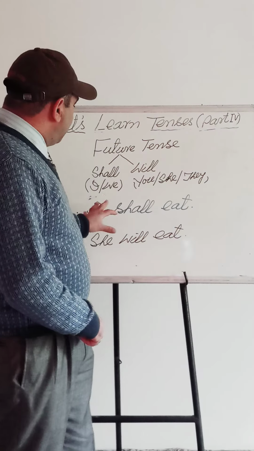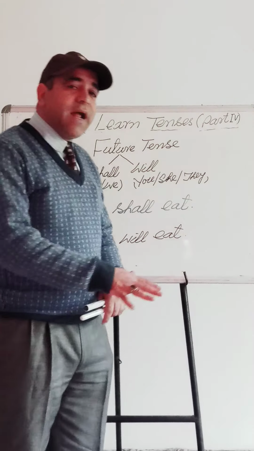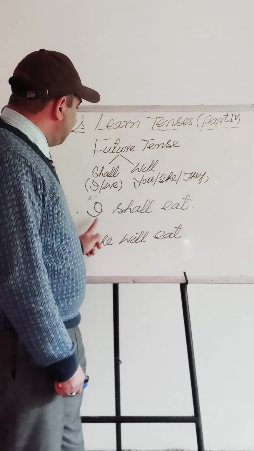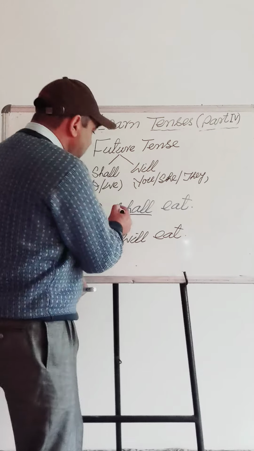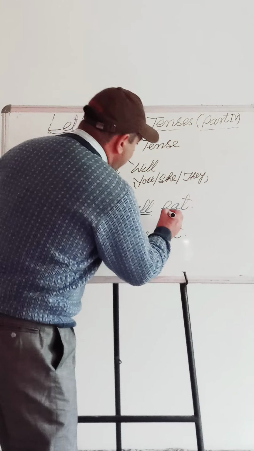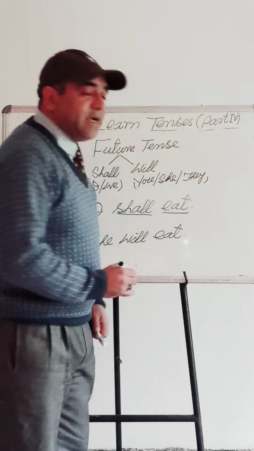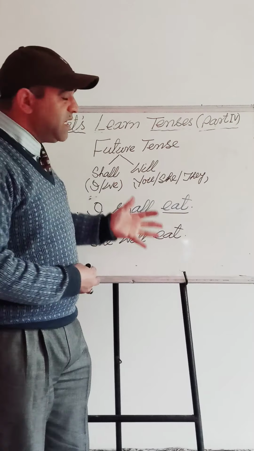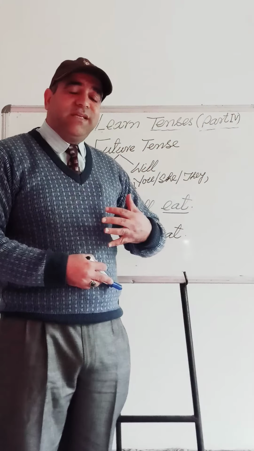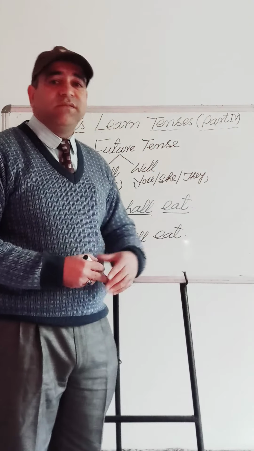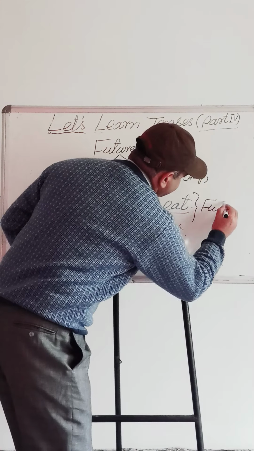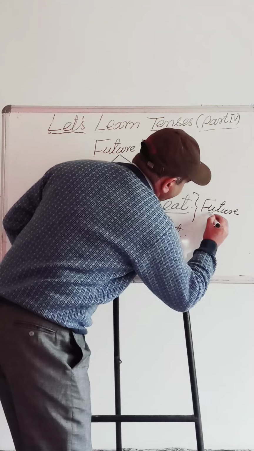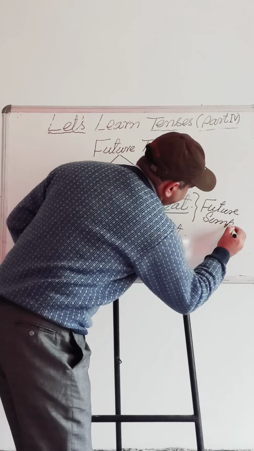Here, I have written two sentences. Let us look at them. First sentence is, I shall eat. Here the modal auxiliary is shall, and after shall we have used eat, that is the infinitive form of the verb. It simply signifies that the action will be done in future. So, it is future simple tense.